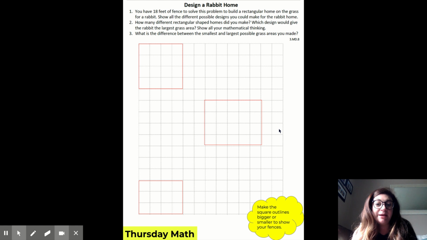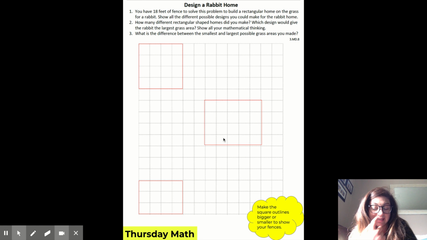If I was going to step 2, then I would find the area. And the grass area would be everything inside. So I know that I would do 1, 2, 3, 4 times 1, 2, 3, 4, 5. And I know that's 20. Or I can count all of these squares and I would also get 20. And that would be the area.